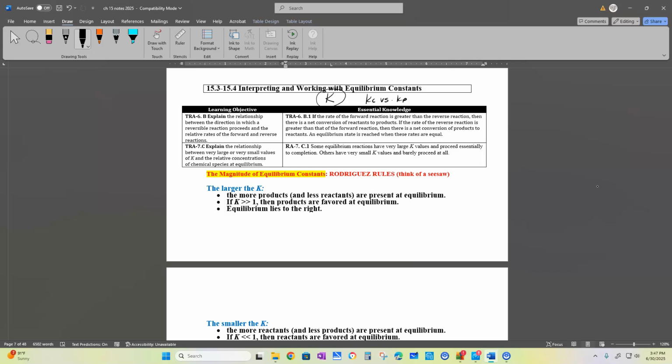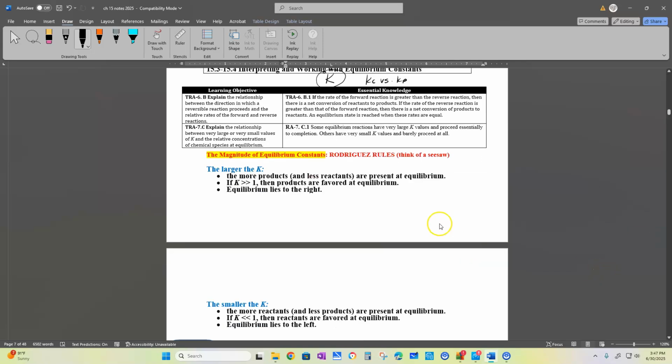Okay, so make sure you guys have calculators too. Take a minute, read the two learning objectives, highlight and annotate as always. Okay, I like my way, and you know Rodriguez likes her way. I have a little trick of remembering about the value of K.